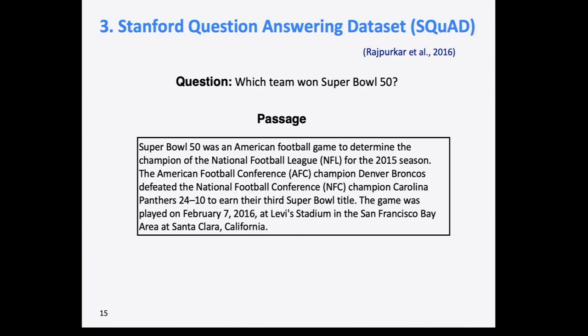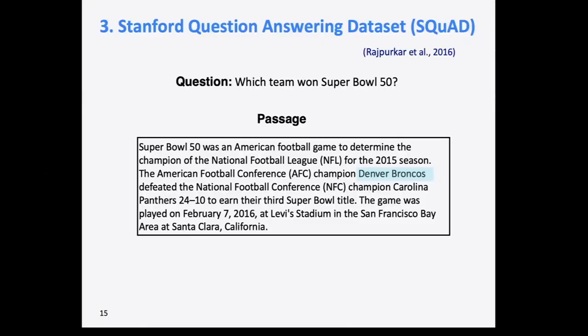Human reading comprehension. What is the answer to the question? Broncos. Broncos, okay, yeah. So that's the answer to the question.